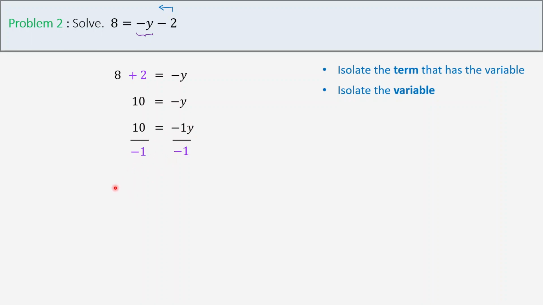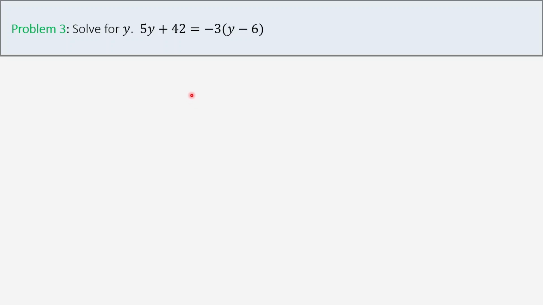Negative 1. Cancel out negative 1 and negative 1. 10 divided by negative 1 is negative 10, which is equal to y. So y is equal to negative 10. This is the solution.